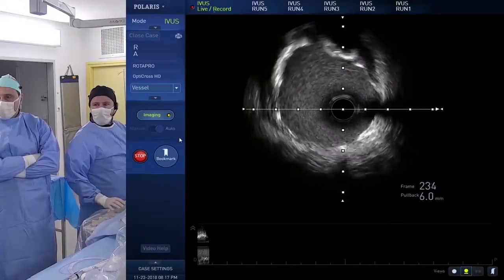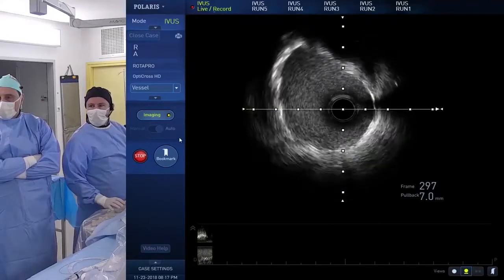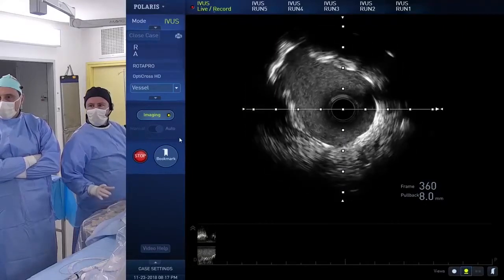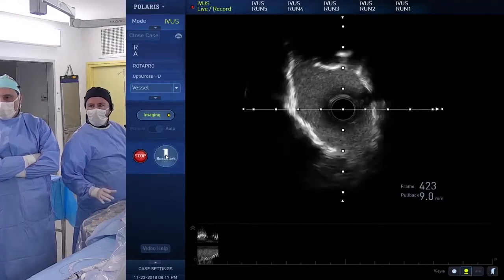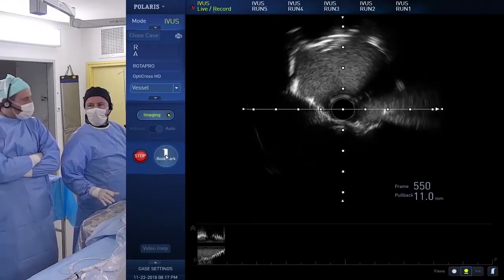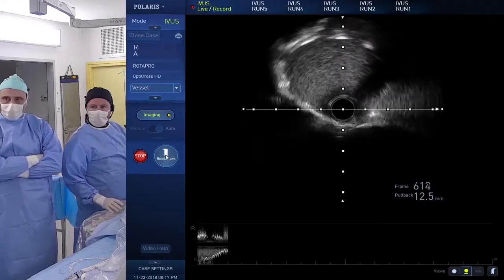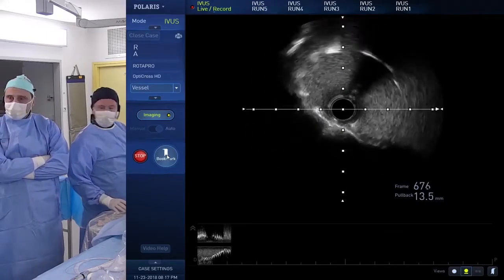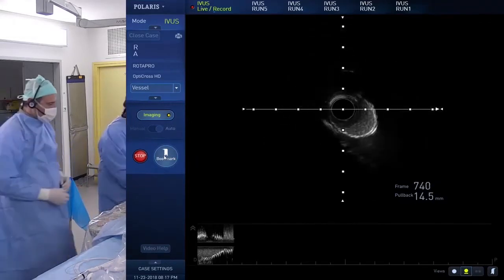The ostial part, which is... this is the calcification. Yeah, it's highly eccentric. I think we should perform another inflation at higher pressure. I agree. So I will use another, the same 5.